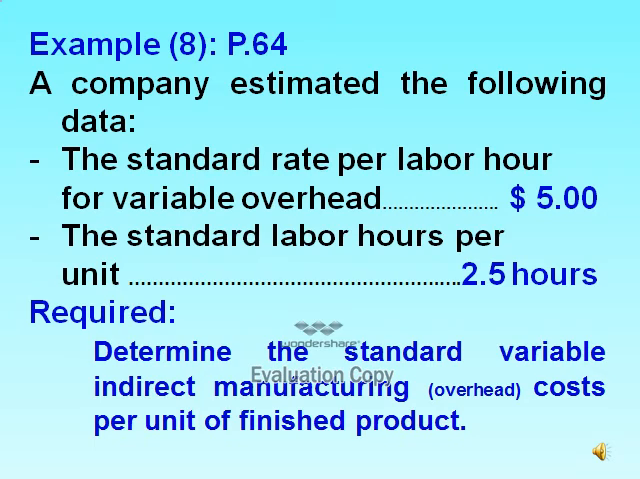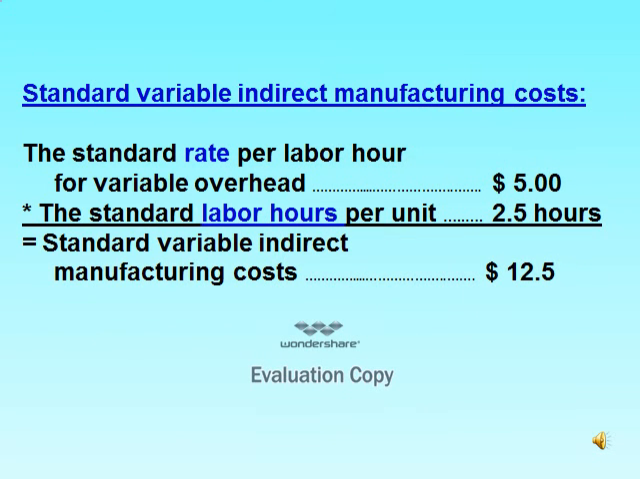Example 8 on page 64. A company estimated the following data. The standard rate per labor hour for variable overhead $5. The standard labor hours per unit 2.5 hours. Required: determine the standard variable indirect manufacturing or overhead costs per unit of finished product. Standard variable indirect manufacturing cost equals standard rate times standard labor hours. Standard rate per labor hour for variable overhead 5 times standard labor hours per unit 2.5 hours equals 12.5.